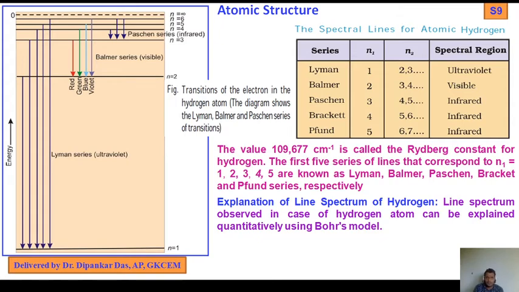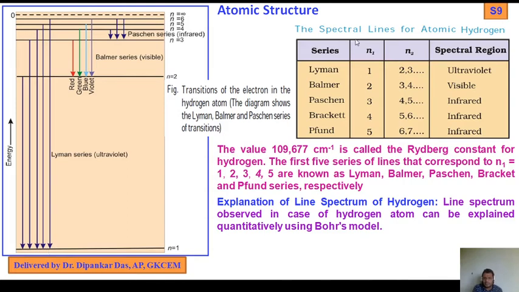Again I tell you what will happen here. As you see from the table, for the Lyman series, the N1 value is 1, and the transition will occur from where? From higher energy levels N2, N3, N4. So N2 to N1, N3 to N1, N4 to N1, N5 to N1, N6 to N1. Then we get 5 transitions. So Lyman series, ultraviolet.